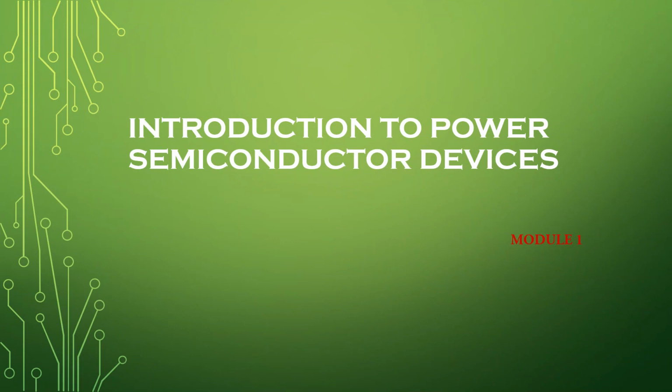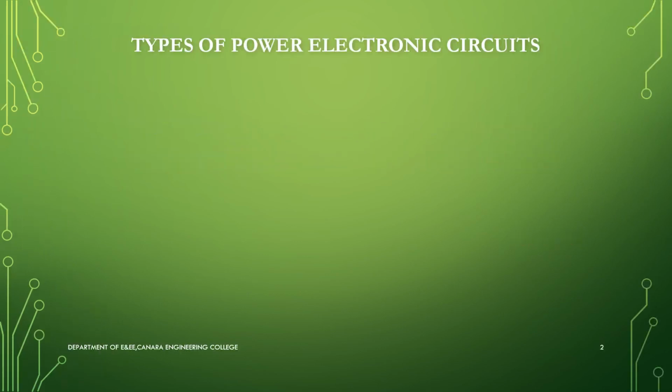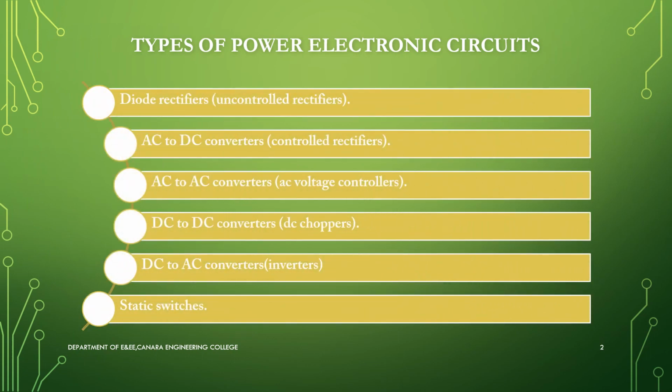In this video, I will give a brief explanation on power converters. So the types of power electronic circuits are rectifiers, that is AC to DC converters, AC voltage controllers, that is AC to AC converters, choppers, DC to DC converters, and inverters, which is DC to AC converters.